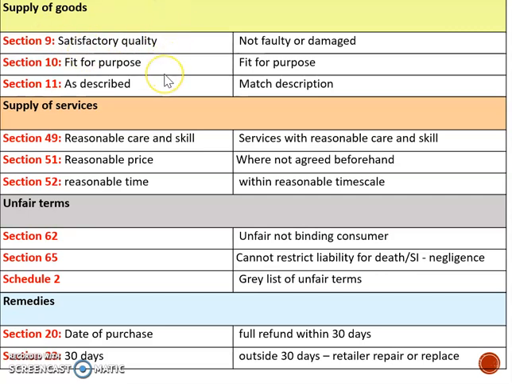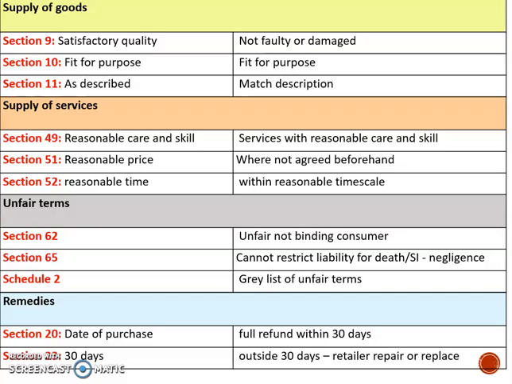All goods under Section 10 must be fit for purpose. All goods under Section 11 must be as described. This act, you can see, as well as looking at supply of goods, also looks at supply of services. So if, for example, you've got a plumber or a builder come into your house, regardless of what your contract says with that plumber or with that builder, there are certain terms which are implied by the Consumer Rights Act.